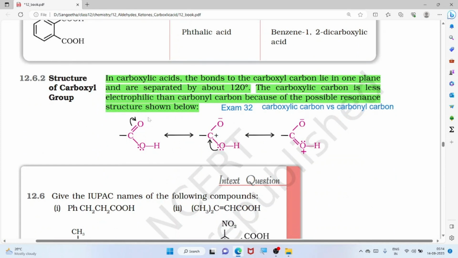Carbonyl group. Carboxylic carbon versus the carbonyl carbon. In carboxylic acid, the bonds to the carbonyl carbon lie in one plane and are separated by 120 degrees. The carboxylic carbon is less electrophilic than the carbonyl carbon because of the possible resonance.